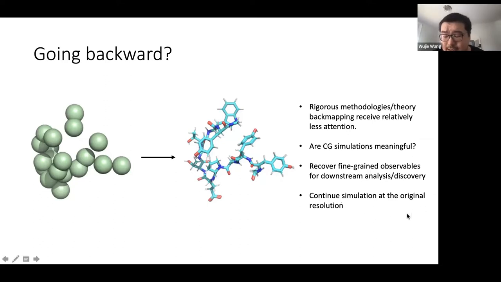And another motivation to perform backmapping is that sometimes you perform coarse-grain simulation to speed up the simulation, and eventually for fast equilibration of the system. And eventually you want to backmap the system to fine grain resolution, because for further analysis or a higher, more accurate calculation that requires all atom inputs. So those are the two motivations for why you want to recover fine-grained distribution from coarse-grained distribution. So that's the idea. This is the problem of going backward.